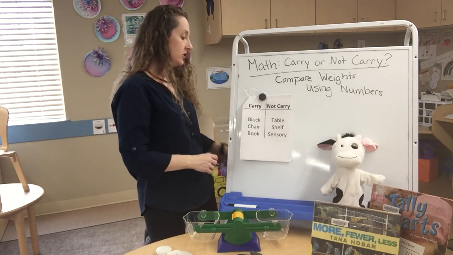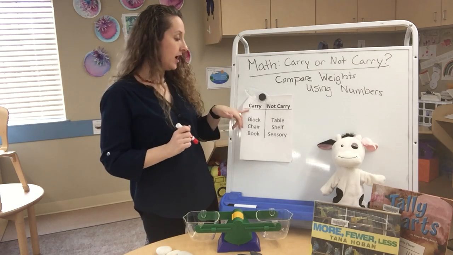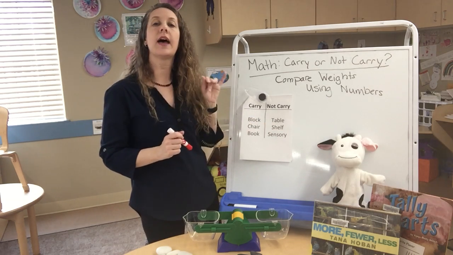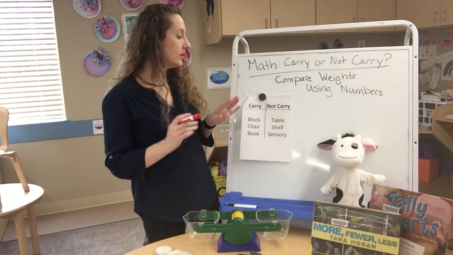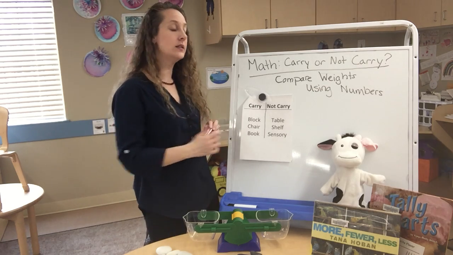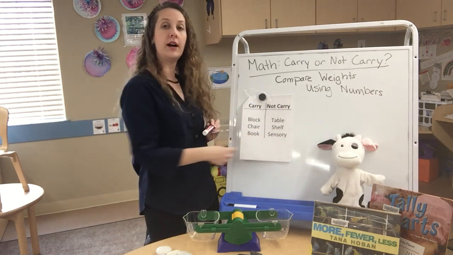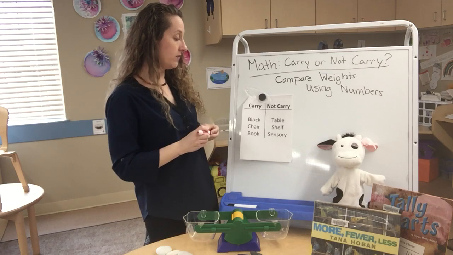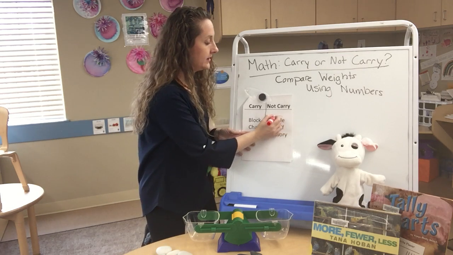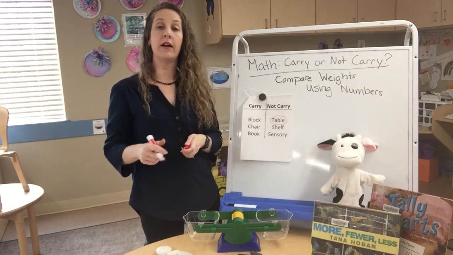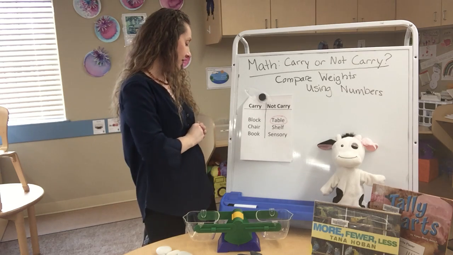So the first thing I want you to do is take a red marker and find on here what you think is the heaviest on your list. What is the absolute heaviest? So the heaviest would be under the not carry. So I'm going to find my heaviest for my classroom is the table. And I'm going to circle that in red because that's my heaviest.